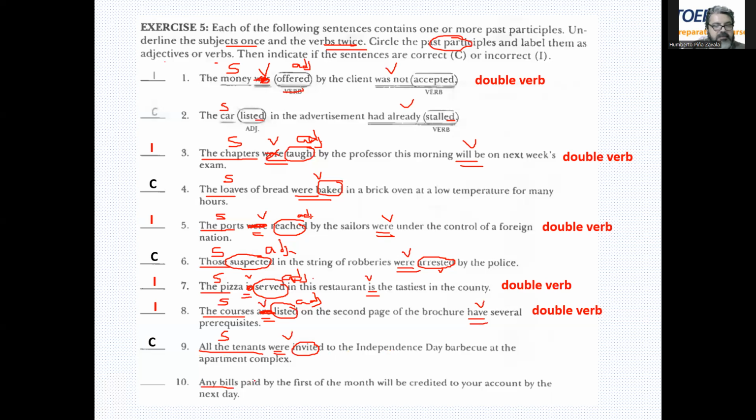And finally, any bills paid, an irregular verb, before the first of the month will be credited to your account by the next day, right? So we've got the subject, we've got verbs, we've got an adjective, right? This is correct. All right, guys, so you can see how in a hurry and a moment of stress, we might confuse a past participle with a verb. So how do we know that it's not? Because it's a verb only if it's accompanied by an auxiliary form of was and have. And if it's not, then it is an adjective, okay?